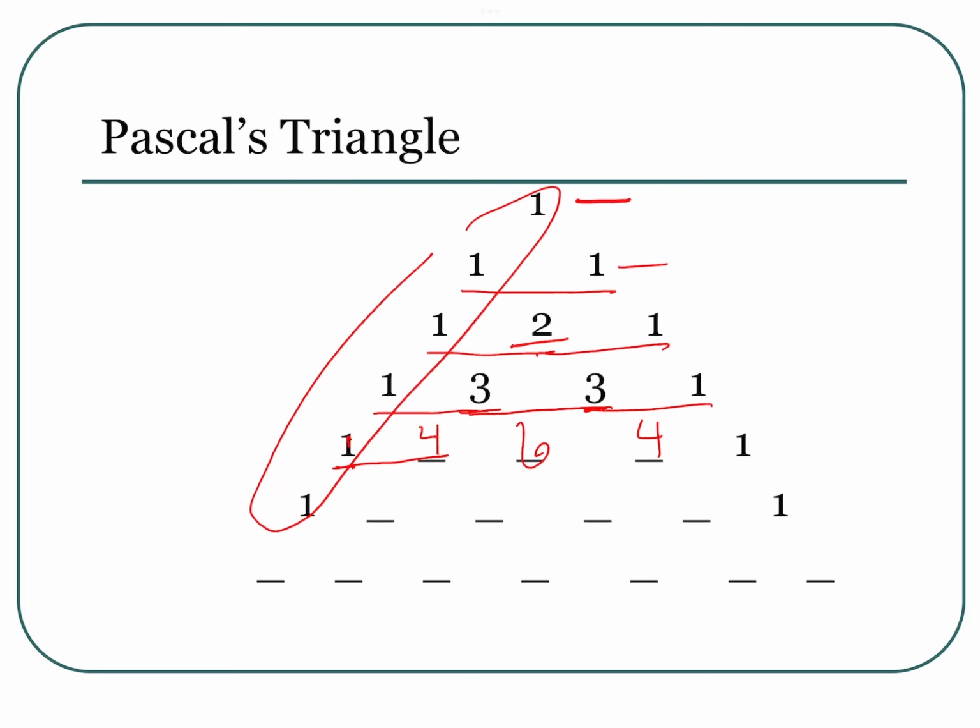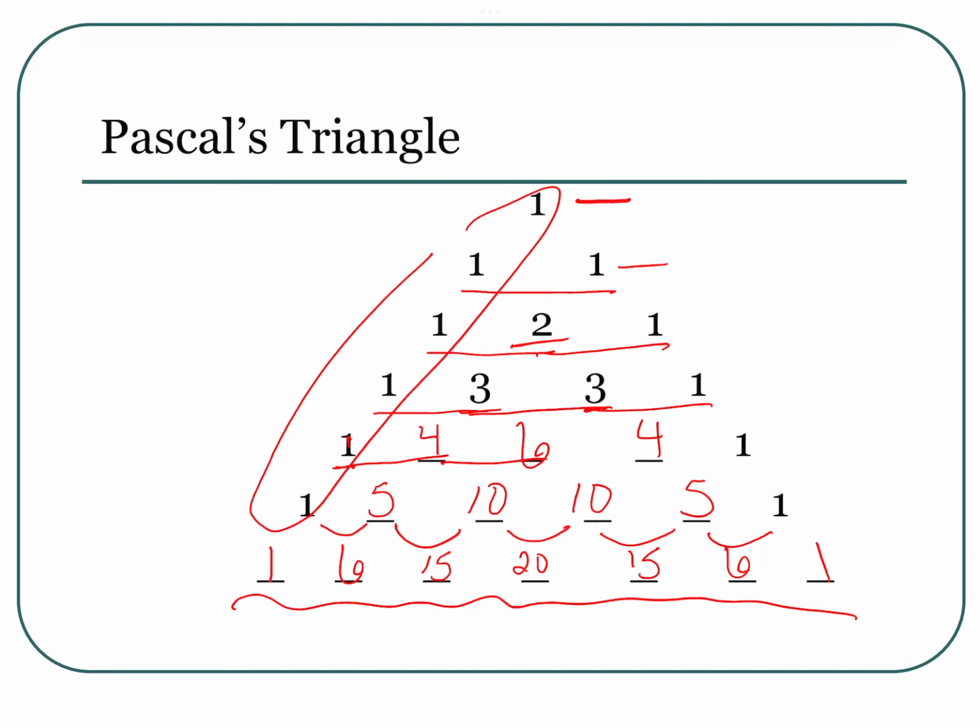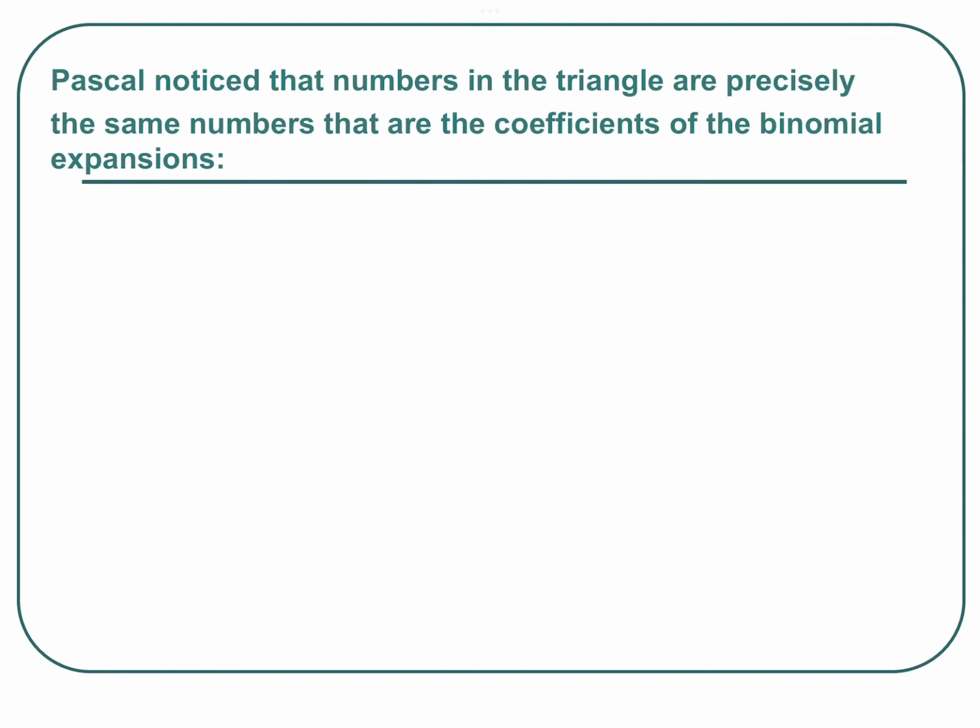Same thing here. Add again. 5. You can just continue to do these additions. So our last row, we know we have to start with 1, then we add our two numbers: 6, 15, 20, 15, 6, and 1 again. So if you forget the triangle and you have to expand, you could make this little triangle to figure out what our coefficients are, because we're going to need these numbers in these rows when we start expanding. So have those filled in.